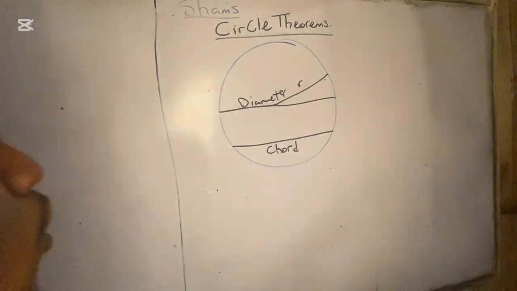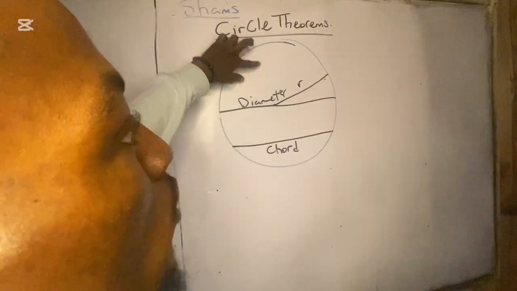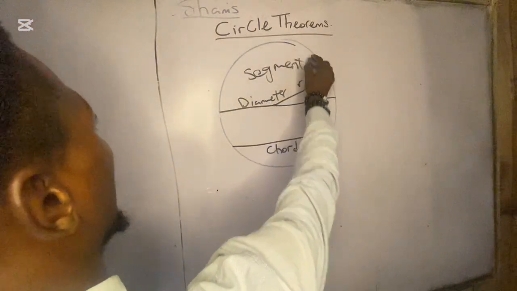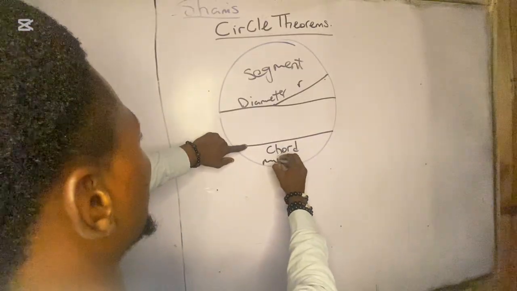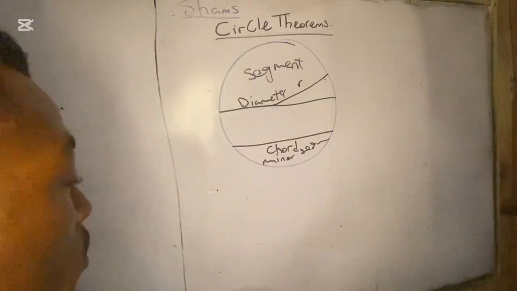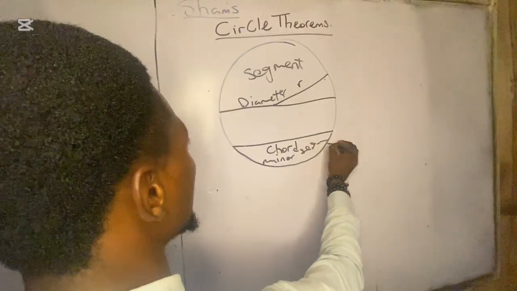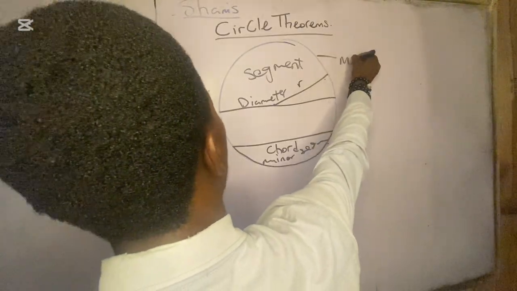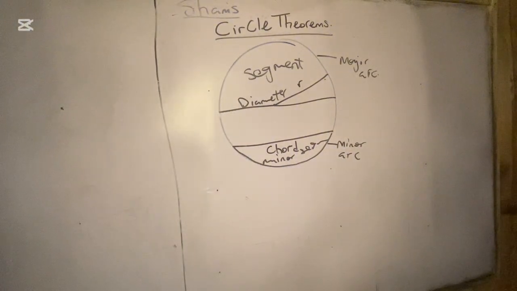Now, this chord always forms something. It causes us to have 2 parts of our circle. We have major segments, and that means from here to here is the major segment, and from here to here is the minor segment. So from this, it causes another thing again. It causes this place, which we call the minor arc, and this place, which we call the major arc.